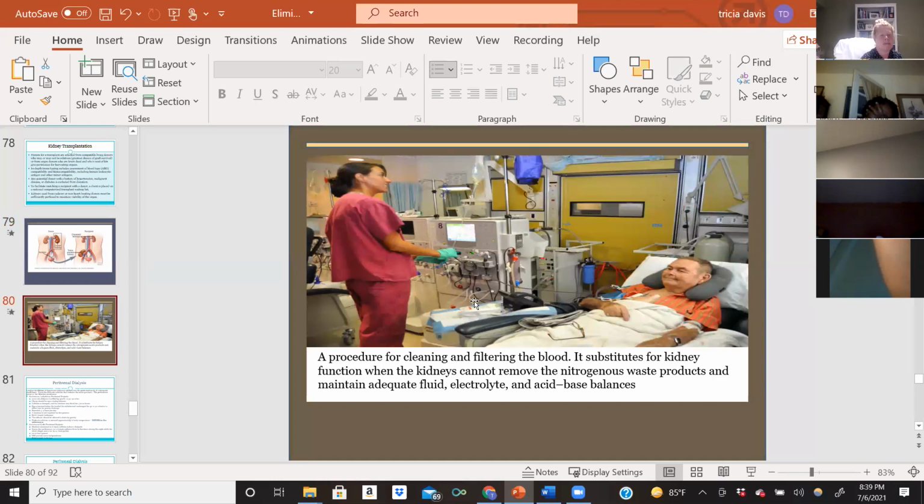So we talked about some patients needing dialysis. This is an actual picture of a patient that is getting dialysis. So dialysis cleans and filters the blood. It acts as the filtration system for the kidney because now the kidneys can't remove the waste products and maintain that adequate fluid, electrolyte, and acid-base balance. So we have to put them on dialysis, and this does the work of the kidneys. Usually this procedure takes about 4 to 6 hours, and we do this about 3 to 4 times a week. This is very hard for patients to have a normal life around a dialysis schedule.